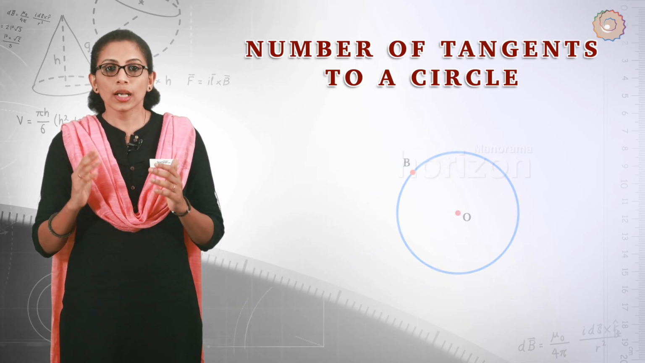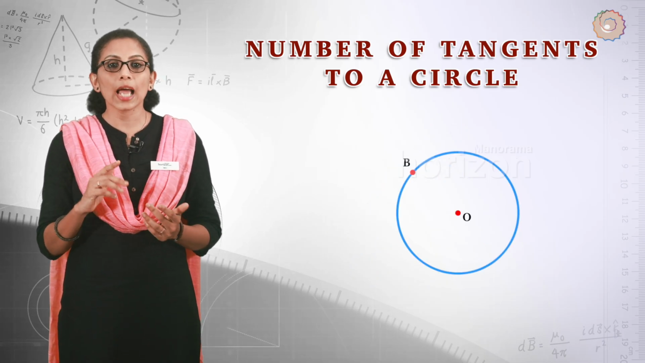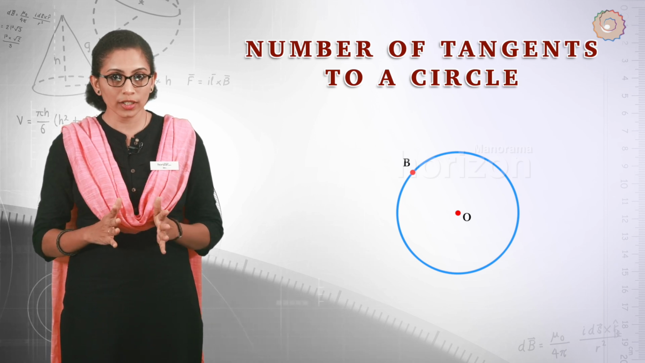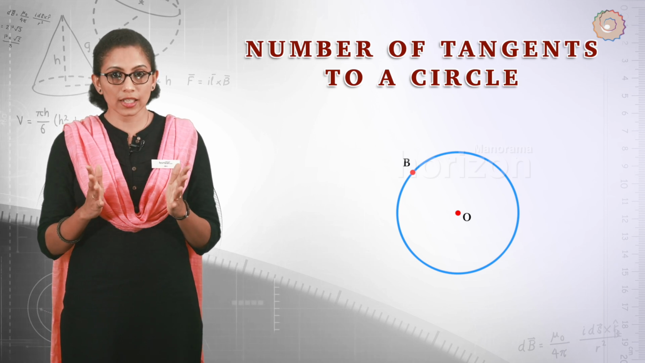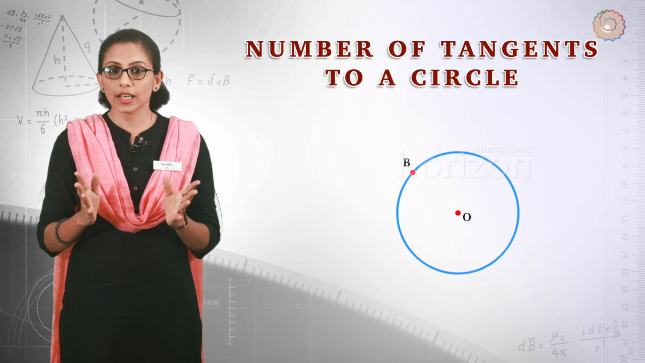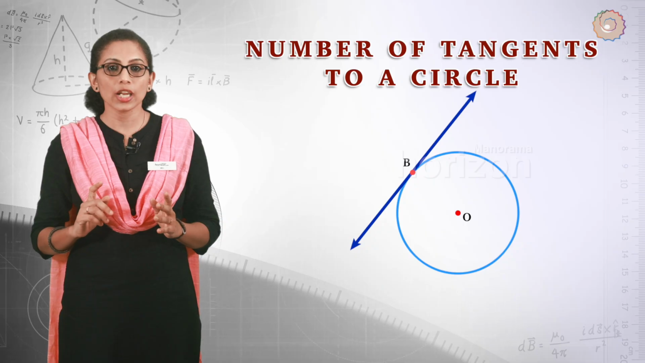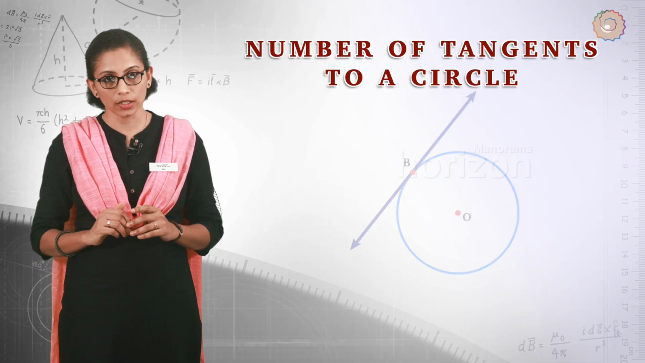Case 2. Consider the point B lies on the circle. How many tangents can be drawn through this point? We have seen this case. We can clearly state that there can be one and only one tangent at a point on the circle.